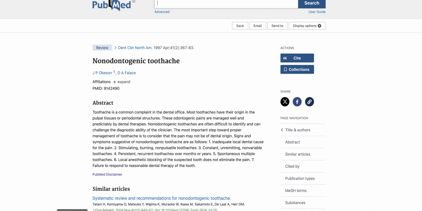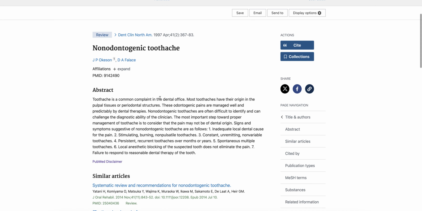Which brings me to the literature. Jeff Okeson wrote one of the preeminent textbooks on TMD and orofacial pain, and he has a whole chapter on this. I have a copy of the book if you want, but he talks about when is pain that is surmised as a tooth problem actually not a tooth problem. Trigger points being another common example of that. So understanding this body of the literature would be helpful.